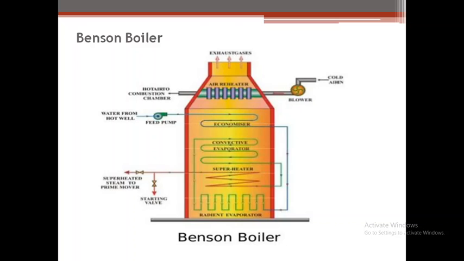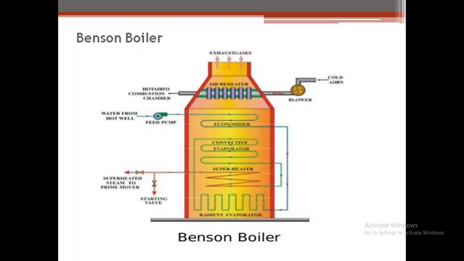The saturated steam is now passed through the convection superheater, where it is superheated to 650 degrees Celsius. The radiant evaporator, the convection evaporator, and the convection superheater are all arranged in the path of flue gases. Steam outlet: the superheated steam is supplied to the steam turbine through the steam outlet.